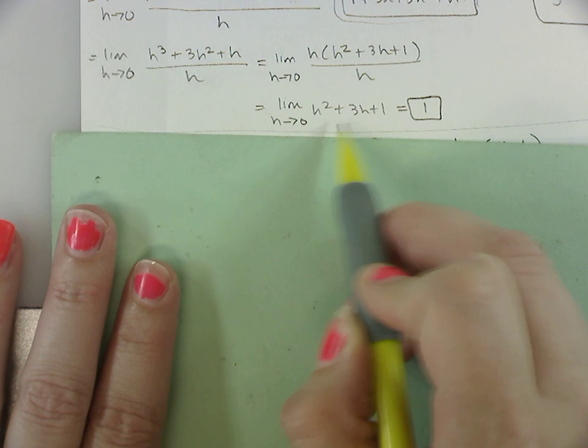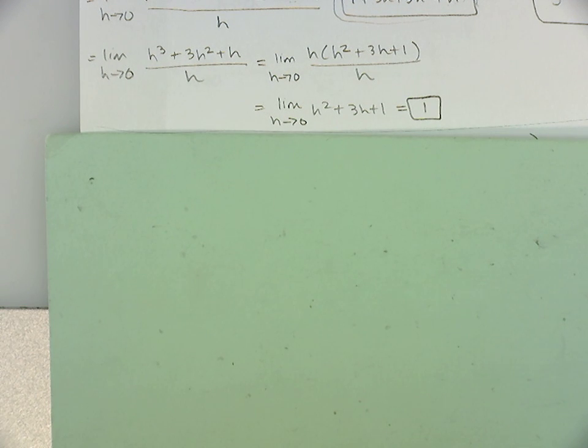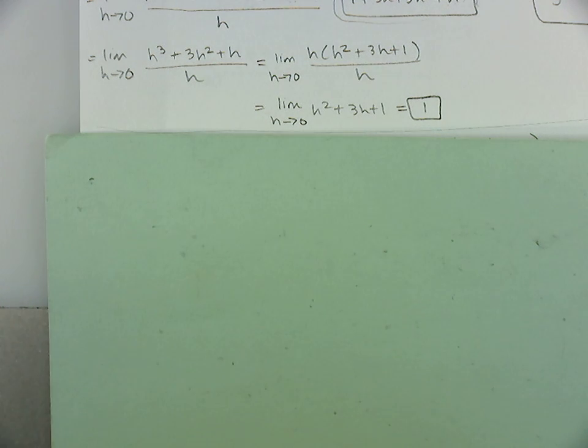Now you can substitute in 0. If you substitute in 0, 0 squared plus 3 times 0 plus 1 is going to be 1. That's going to be your slope. So now we're going to find the equation of the line.